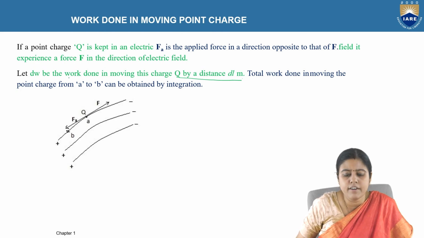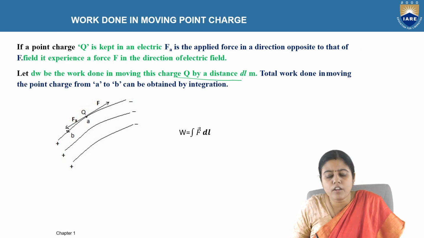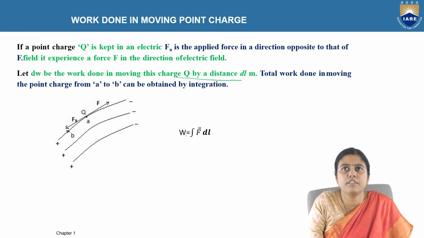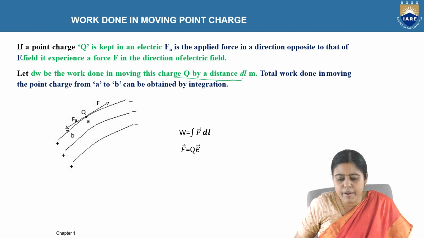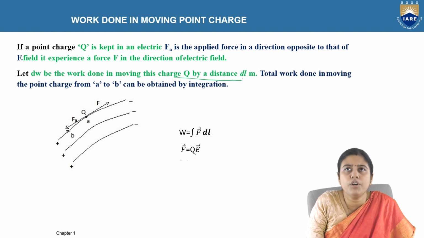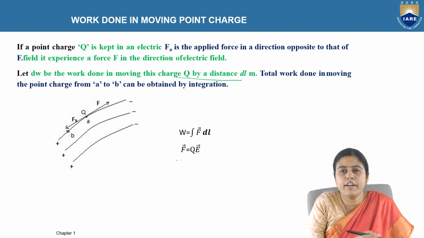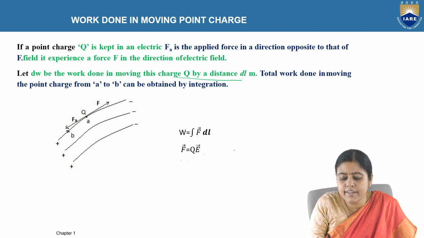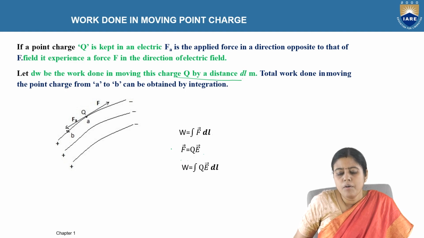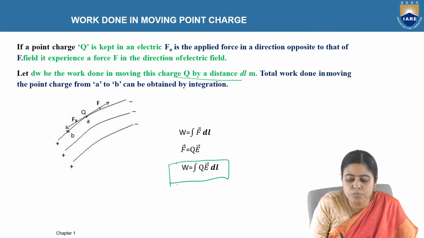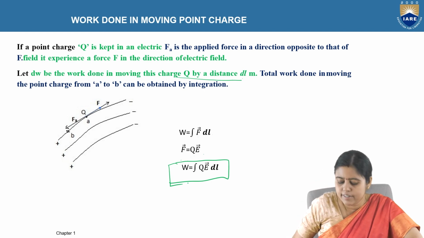And what is the work done? Work done is equal to F dot dl. We know force into displacement is equal to work done. And what is the value? As we know, F is equal to Q into E. Already we have discussed this in the previous session. So W is equal to QE dl. This is the work done to move 1 unit charge in an electric field.